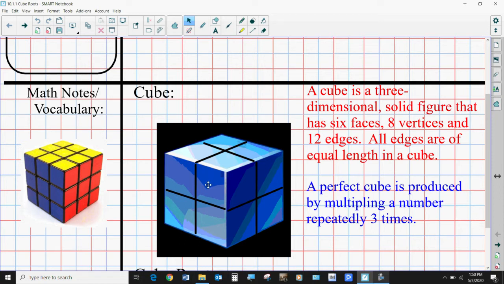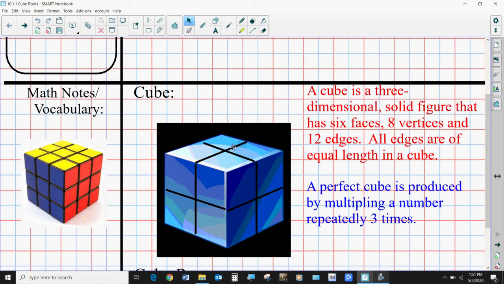Cube's a three-dimensional solid figure. It has 6 faces, 8 vertices. And remember, vertex is like a corner, so 1, 2, 3, 4, 5, 6, 7, and there's an 8th one that you can't see tucked behind there. And it's got 12 edges. So an edge would be where 2 faces meet.